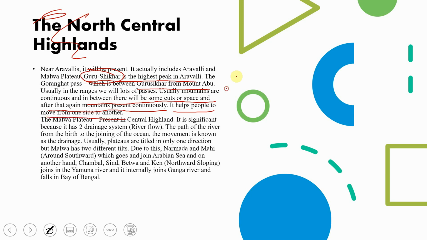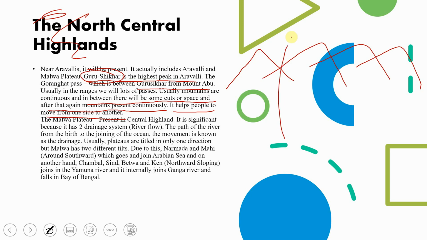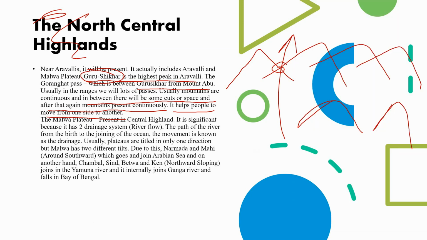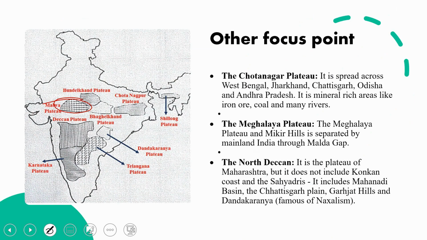Suppose a complete mountain is present like this one, then going from this path to the other side of the mountain is very difficult. So there are some passes, as the mountains are not continuous. Here is a mountain, then again one mountain is here, and this gap will act as your passage. The Malwa Plateau is present in the central highland.